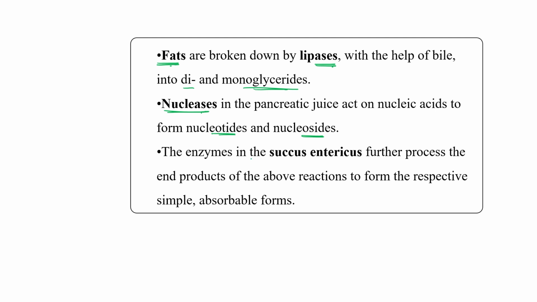Okay, so the final conversion of the macromolecule to micromolecule form occurs in the small intestine. Similarly, the enzymes present in the succus entericus further process the end products of the above reactions to form the respective simple and absorbable forms of all kinds of macromolecules like carbohydrate, fat, starch, protein, all.